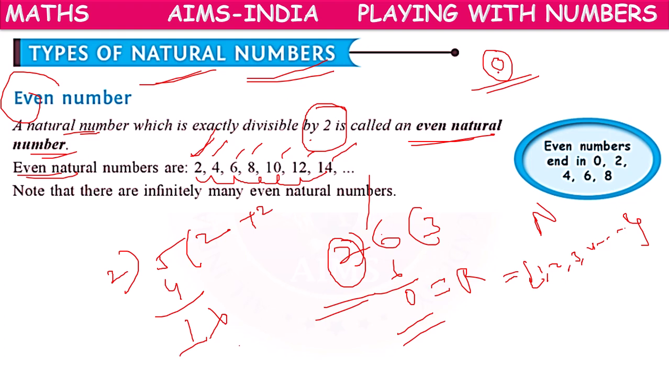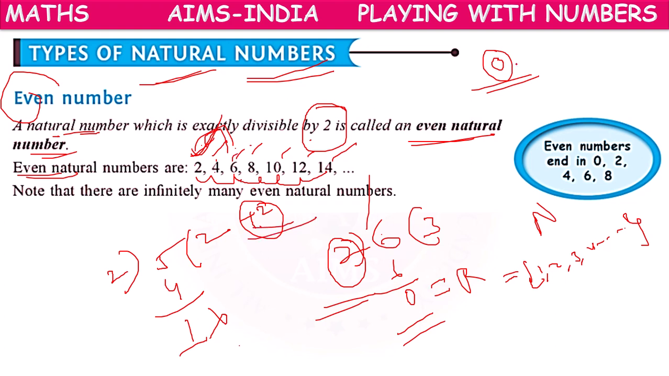Because 0 is neither even nor odd. Because natural numbers start from 1, from 1, if we compare, 2 is the least even natural number. The next number is formed by adding 2 to it. 2 plus 2, 4. 4 plus 2, 6. 6 plus 2, 8. Like that.